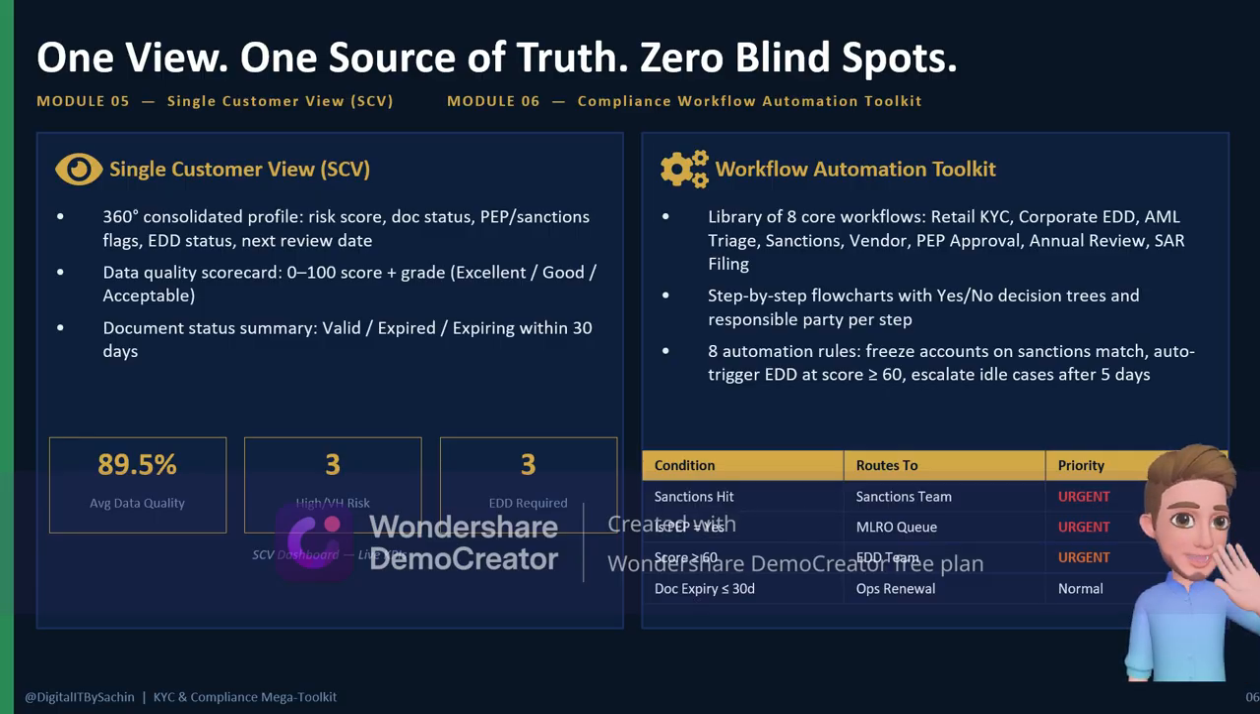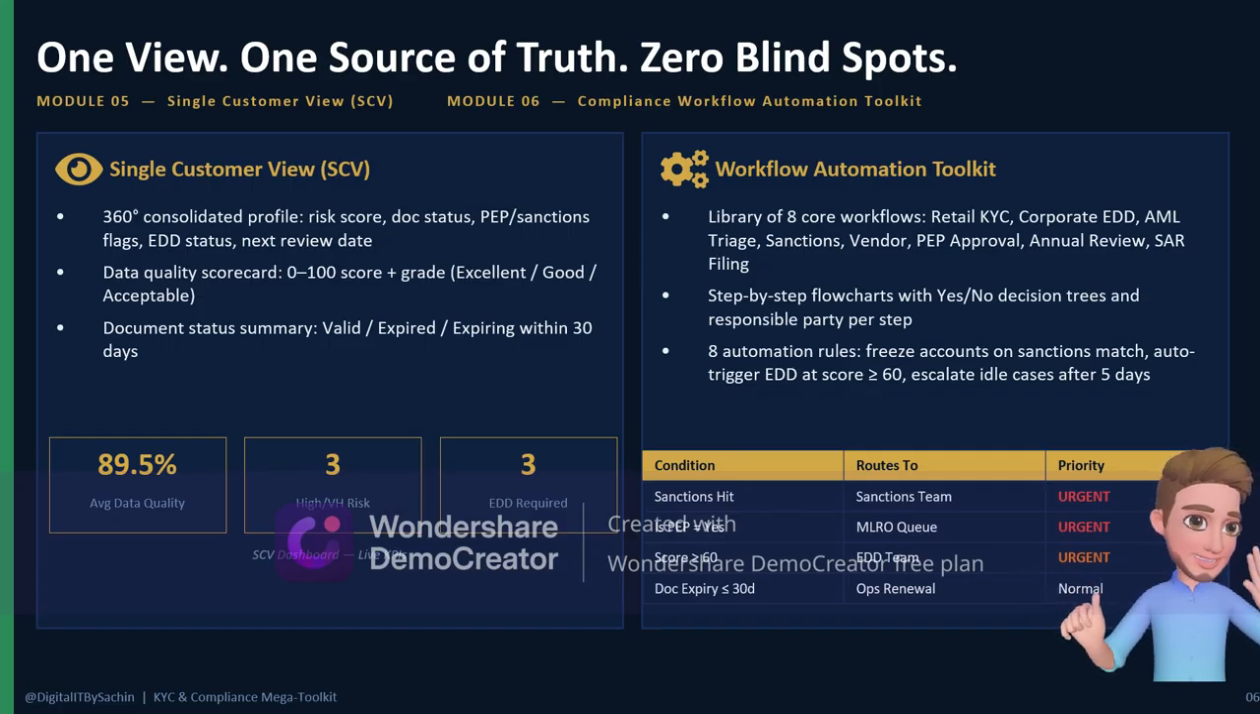Now, Module 5 gives the compliance team something they rarely have: a true single customer view. Every dimension of a customer risk profile is consolidated: the risk score, document status, PEP and the sanction flag, EDD requirements, and the upcoming review dates. Data quality is scored automatically. The toolkit even flags when the customer records have missing or inconsistent fields.